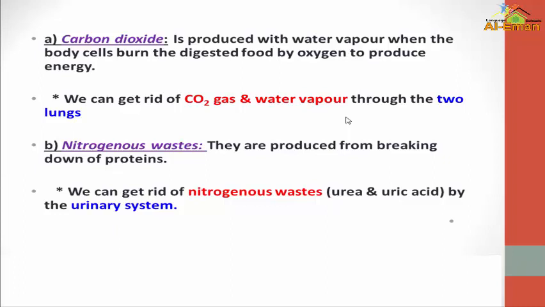A is carbon dioxide. Carbon dioxide is produced with water vapor when the body cells burn the digested food with oxygen to produce energy. We can get rid of carbon dioxide gas and water vapor through the two lungs by the exhalation process. Number 2. Nitrogenous wastes. They are produced from the breaking down of protein. We can get rid of nitrogenous wastes, which contain urea and uric acid, by the urinary system.